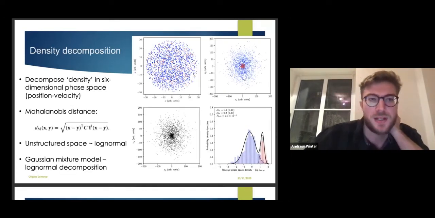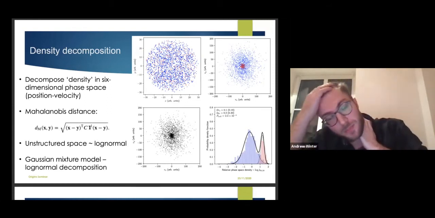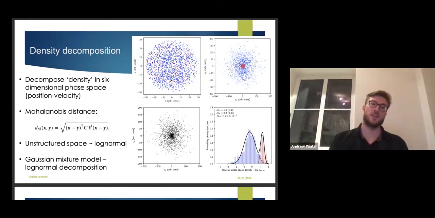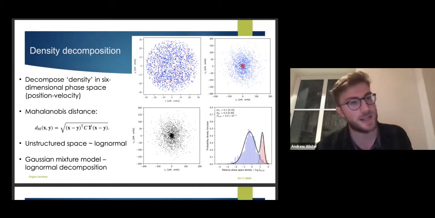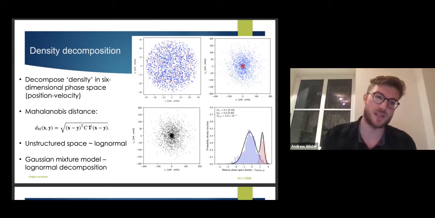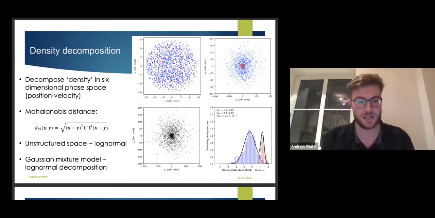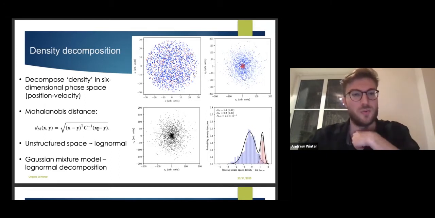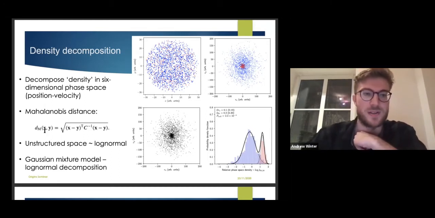So with that in mind, the approach I've taken is to decompose the density in a six-dimensional space, in position and velocity space. We do this through the Mahalanobis distance, which is essentially the distance between any two points divided by the covariance matrix. Here X and Y are in six-dimensional space, and C is the covariance matrix within a given neighborhood.